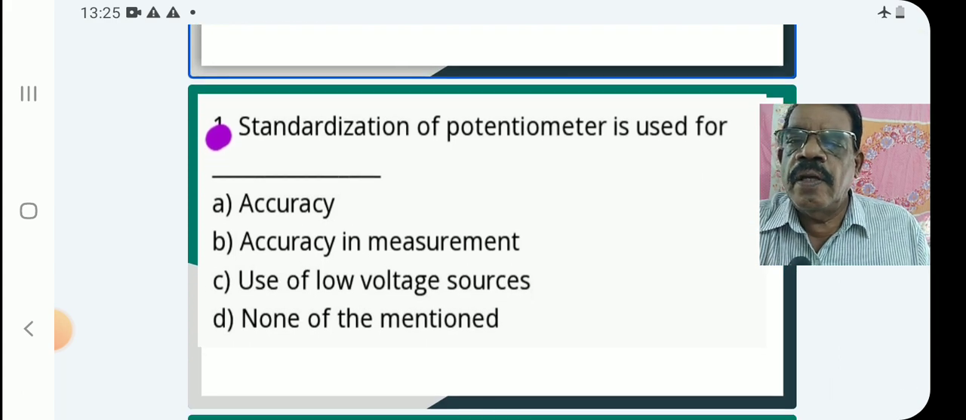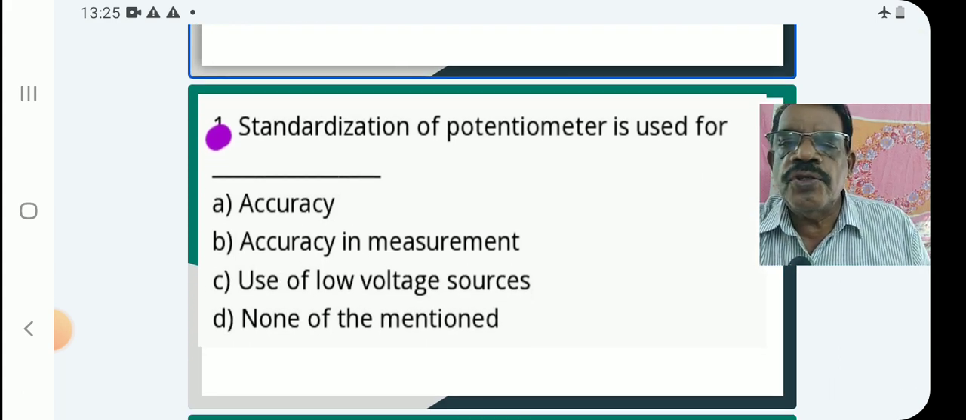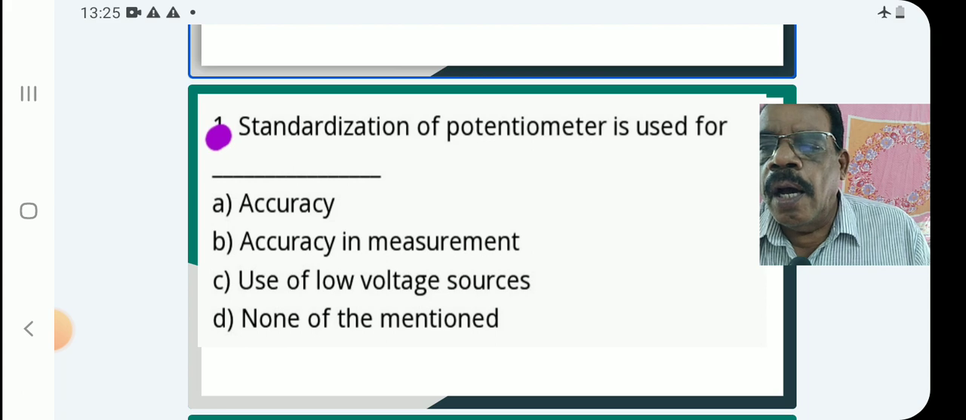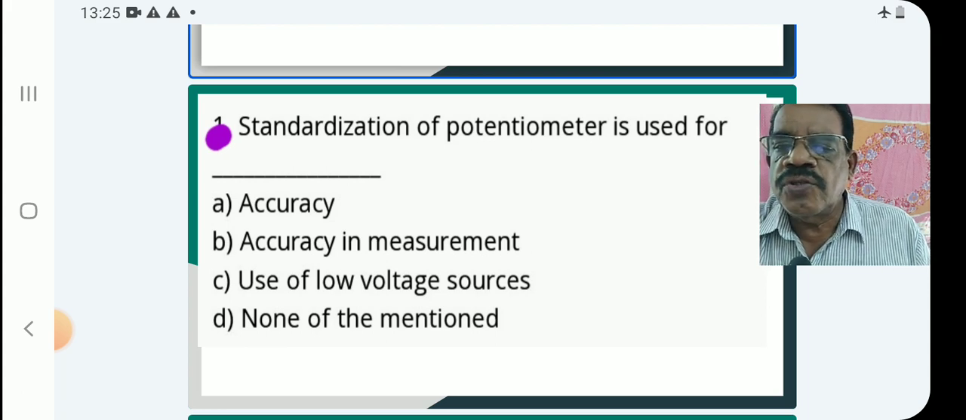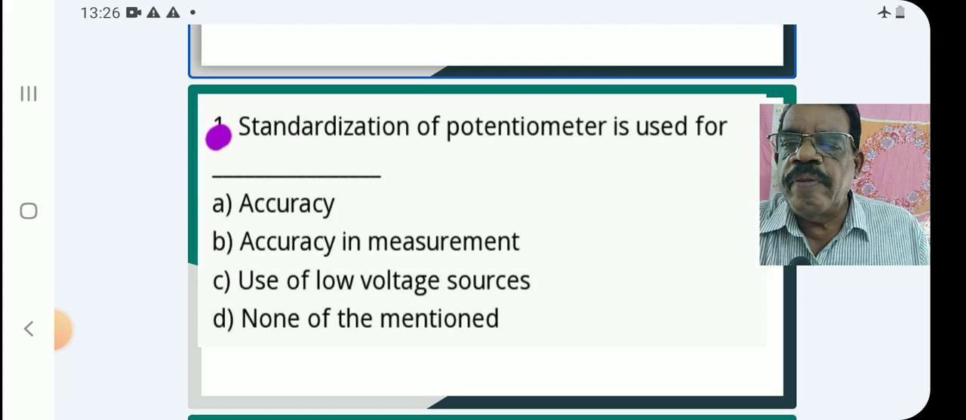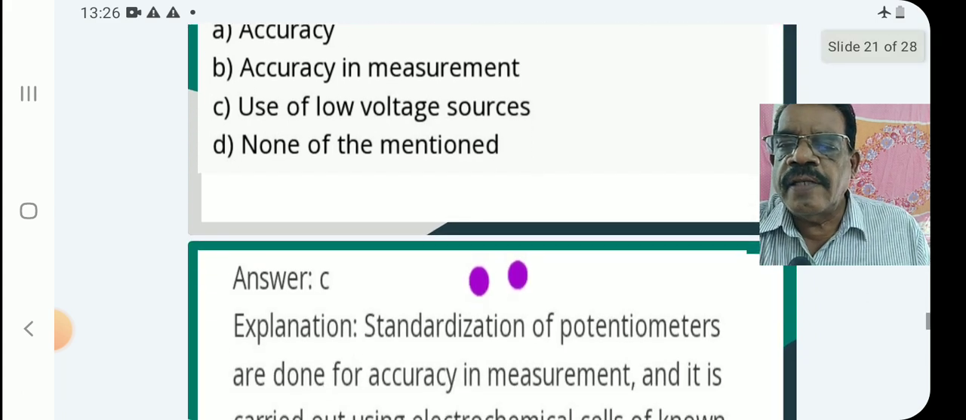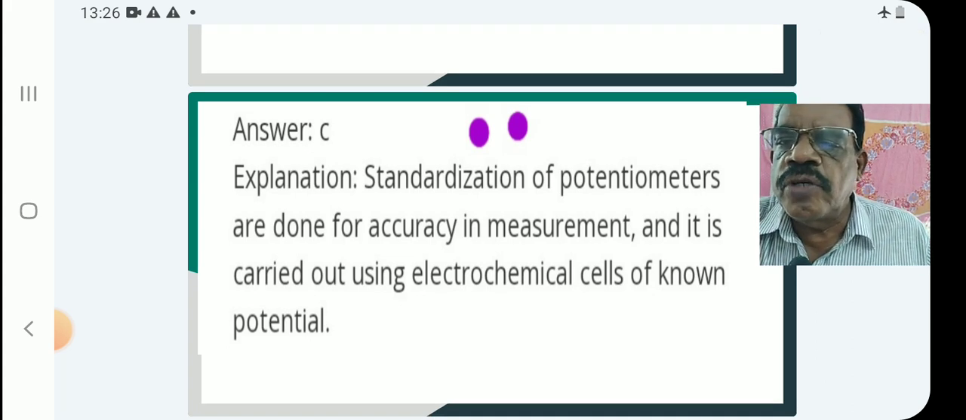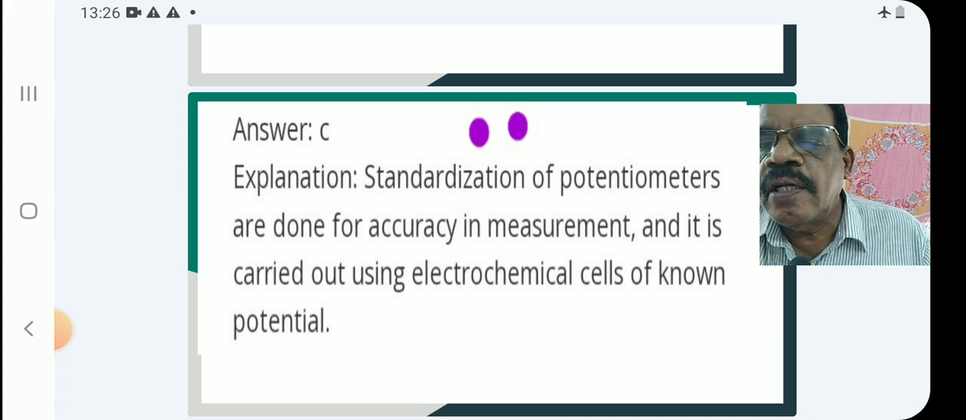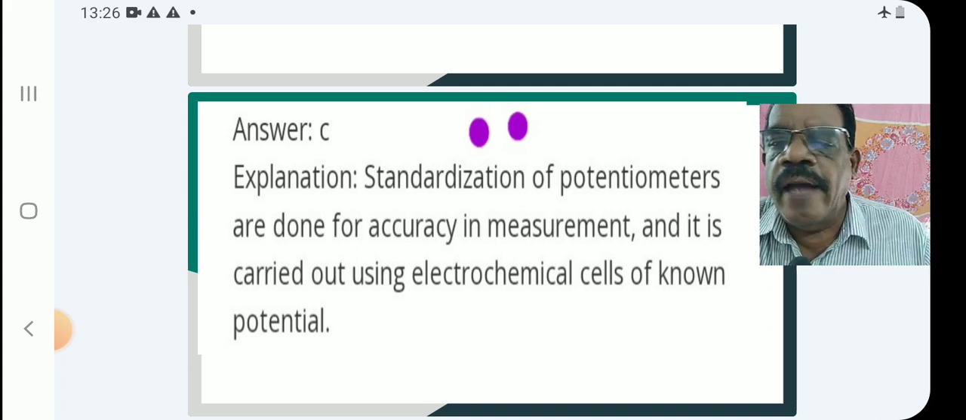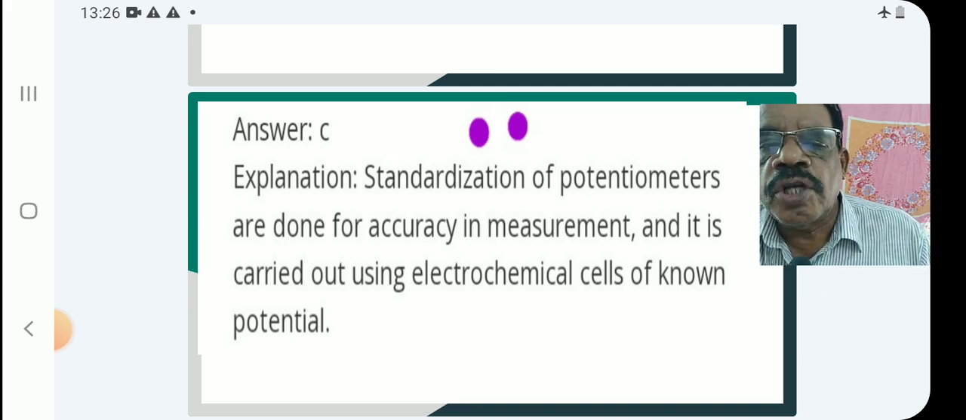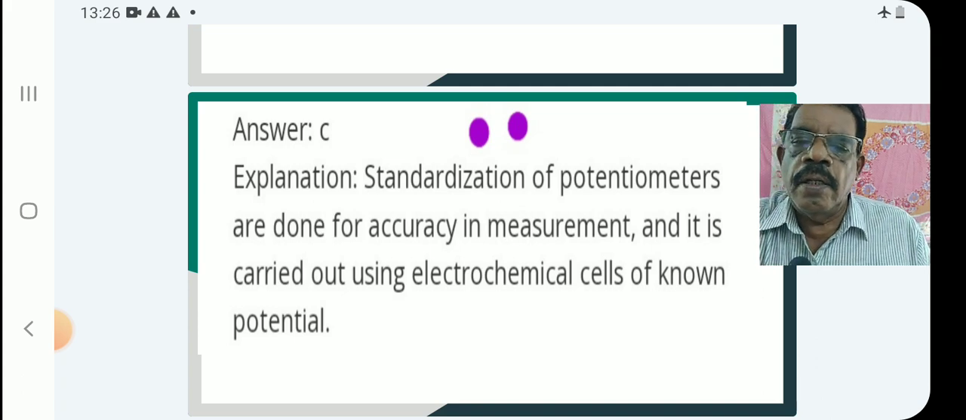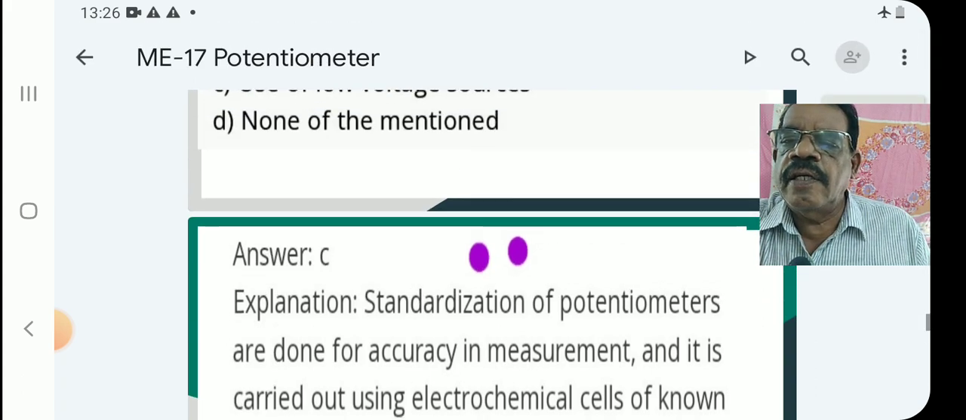Next question. Standardization of potentiometer is used for dash accuracy in measurement, use of low voltage sources, none of the mentioned. Answer is C, use of low voltage sources. Standardization of potentiometer is done for accuracy in measurement, and it is carried out using electrochemical cells of non-potential.